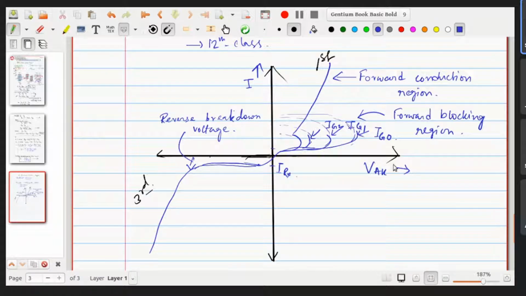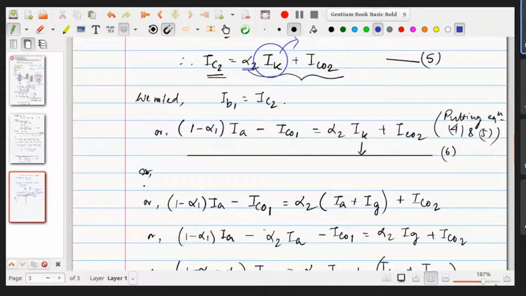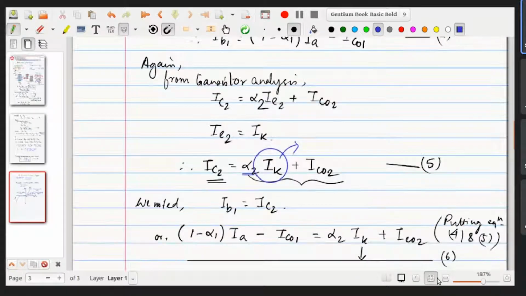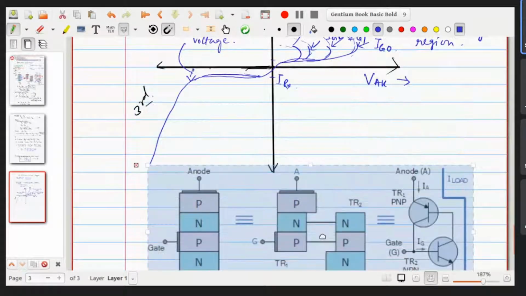So what we find is, if a negative voltage, say minus VAK, is applied between the anode and cathode, then what happens? If we have a negative voltage minus VAK applied between the anode and cathode, what happens with the junction? Let me put this figure once again over here.